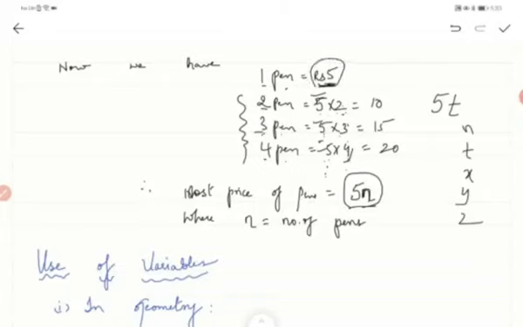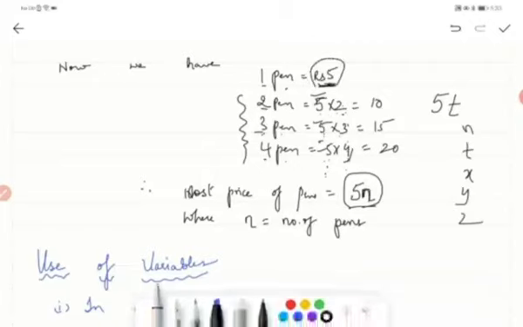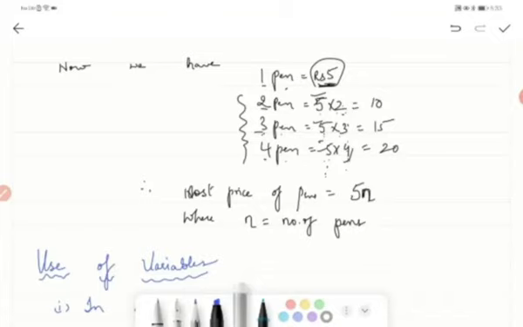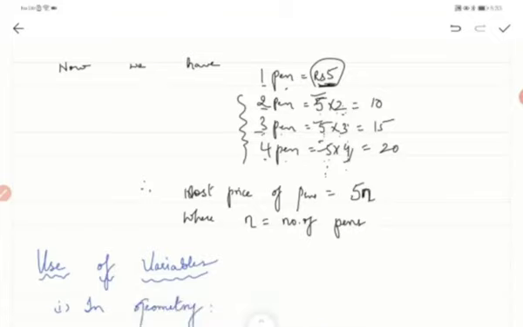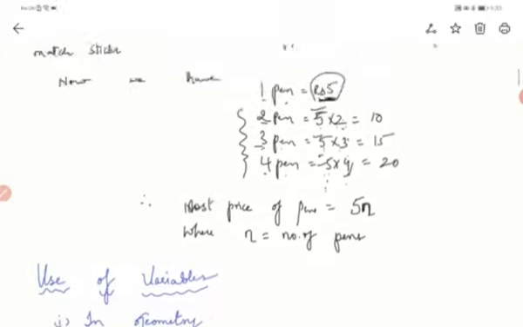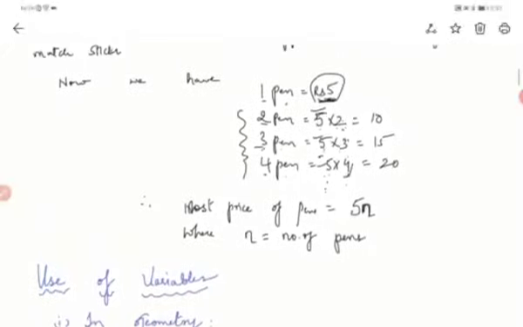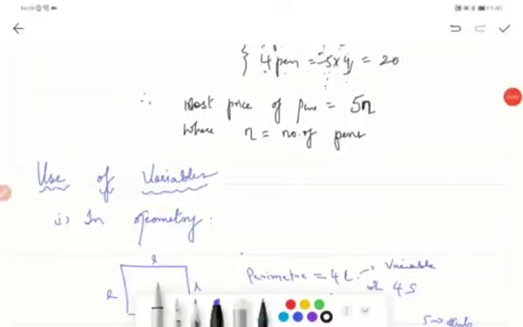All right, this is how you can use a variable for anything that is continuously varying, or in general you can get to some expression. Now let's see the uses of these variables, where all we can use them. So we are looking at the use of variables in different fields of mathematics.